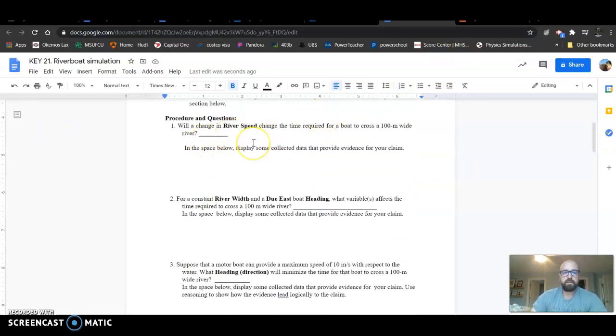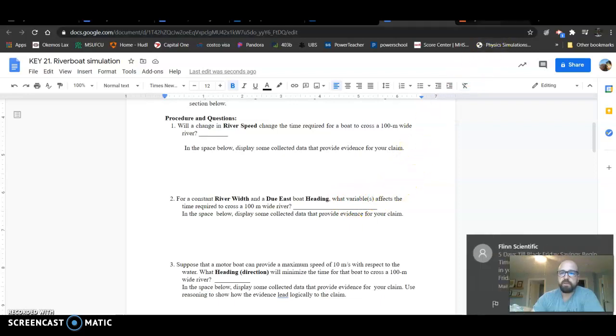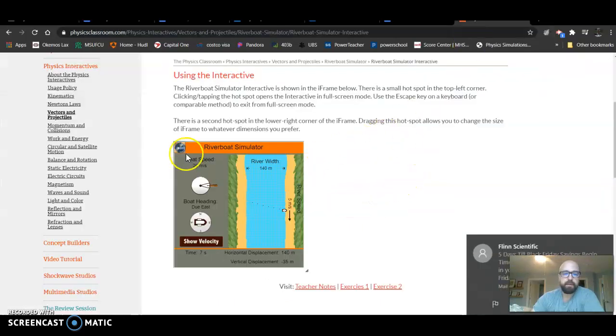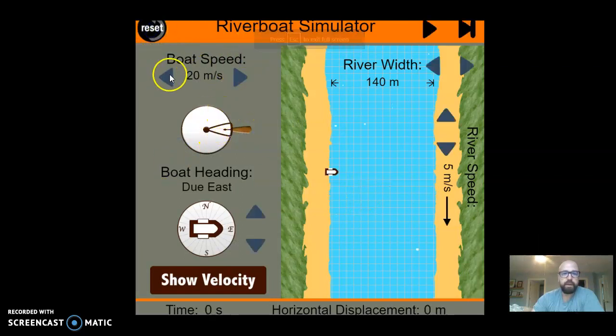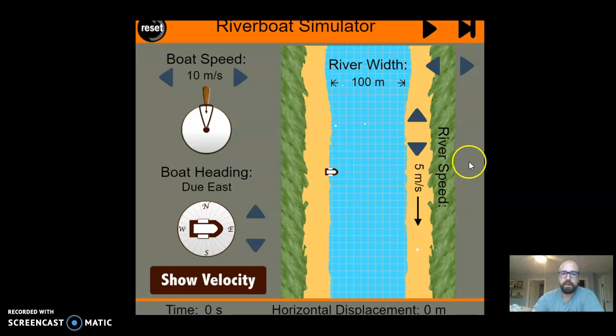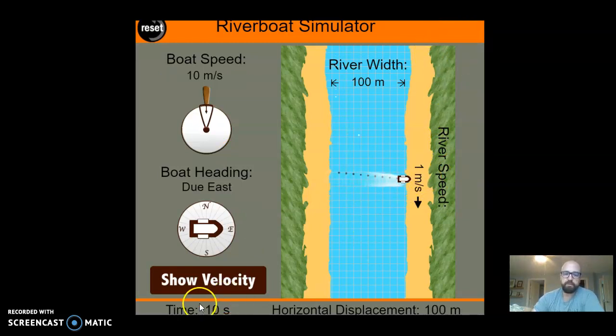So the first thing that you had to do was just look for, will a change in river speed change the time required for a boat to cross the river? So as you did that, basically the way that you would play around with that, if I just keep the boat speed the same, I'll just keep it at 10. I'm going to move the river in. So if I've got the boat speed set at 10, and then the only thing I'm going to change is the river speed. So I can look here, took 10 seconds to go across.